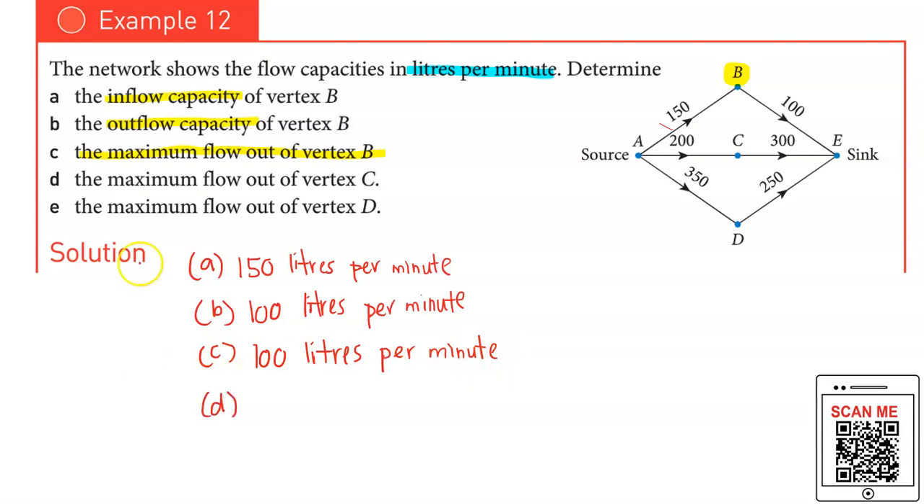So let's look at question D. The maximum flow out of vertex C. Okay, right now check C. C is over here. So what is the maximum flow for C? You have inflow 200, you have outflow 300. You can go in 200, you can go out 300, but you can only go in 200 over here. So that's why even though you go out, you can only go out 200. So the maximum flow is just 200 liter per minute.